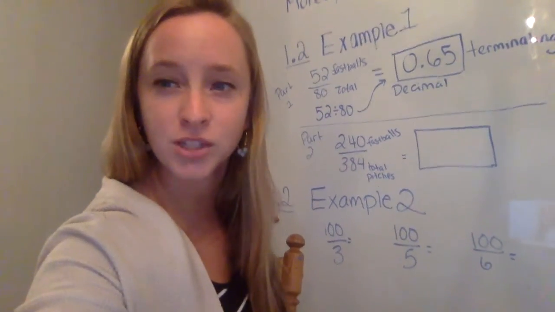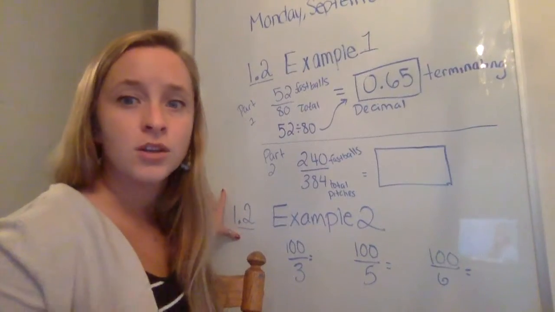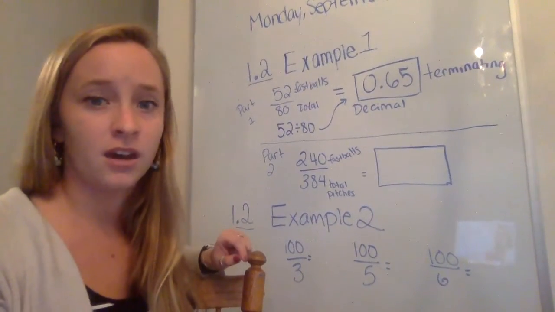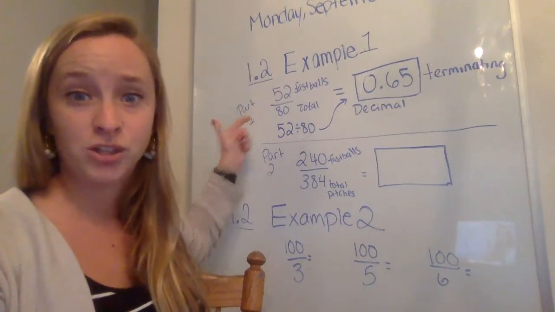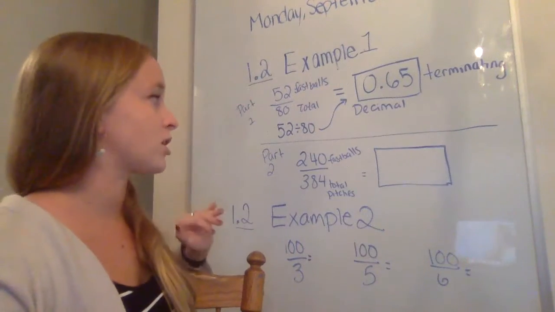I'm sorry for the glare on my screen. It is terminating because it comes to an end. So 0.65 would be the statistic of the number of fastballs that this guy pitched during a baseball game out of his 80 pitches, okay? So that's the first part of our example.